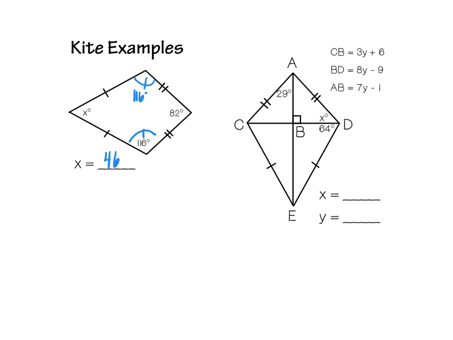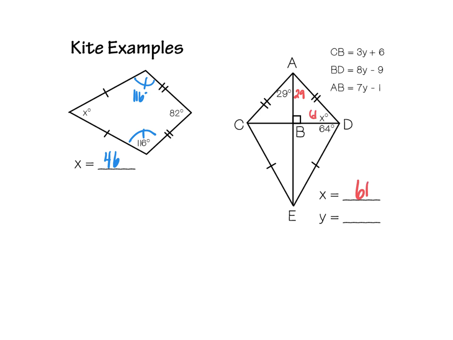On the next one, keeping in mind that AE is my diagonal, right? That's bisecting my vertex angles. I know this has to be 29. Then I have a right triangle right here, so I can solve for this missing angle x here. So I take 180 minus 90 minus 29, which will give me 61 degrees. So x is 61 degrees.